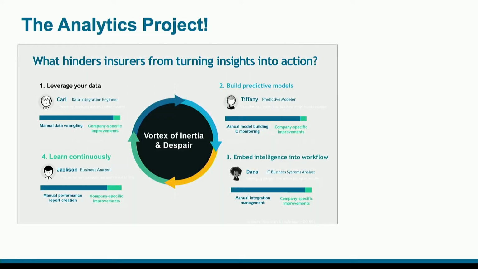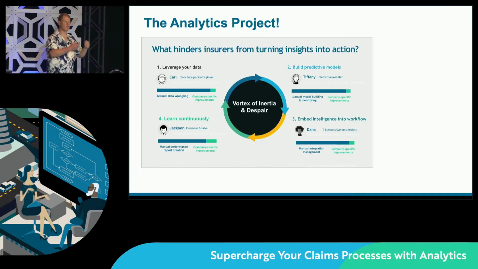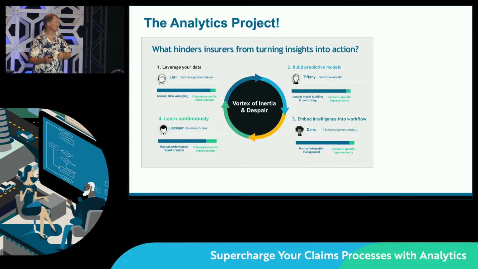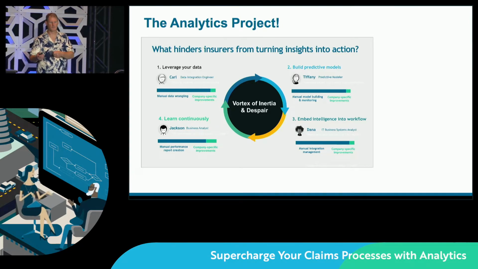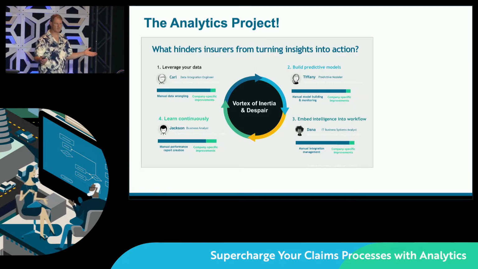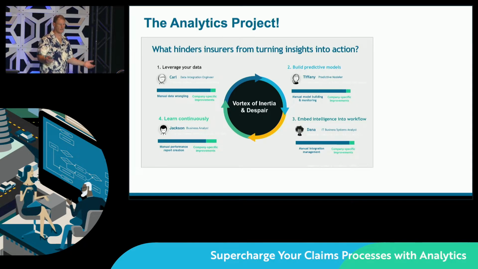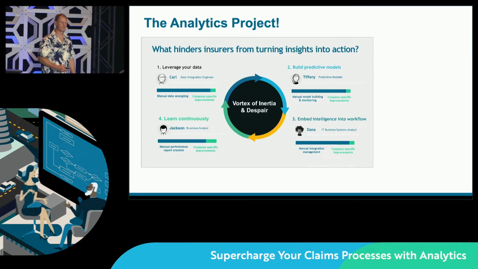These are actually my slides from last year, and we were talking about how hard these analytics projects are. Carl has got to figure out how to even get the data out of the system in the first place. Tiffany's got to use different tools to try and build a model out of it. Dana has to think about how we're going to do the integration into the core system, how we're going to show it, how we're going to write business rules, and then Jackson has to figure out how to write a report that would tell you all of this. They're all doing their tasks sequentially, doing a lot of manual work that is not really adding value specific to their company. So this can take months to do. And if they do escape the vortex of inertia and despair, then you have to go right into the next round of refreshing that model or taking on another analytics project.